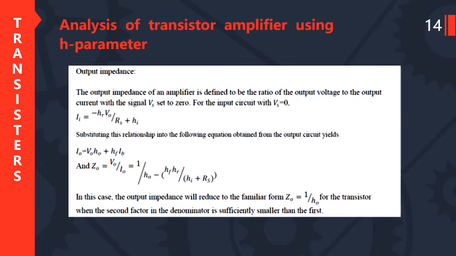In this case, the output impedance will reduce to the familiar form Z0 is equal to 1 upon H0 for the transistor, when the second factor in the denominator is sufficiently smaller than the first. So by using this, we can find out the value of output impedance or Z0.